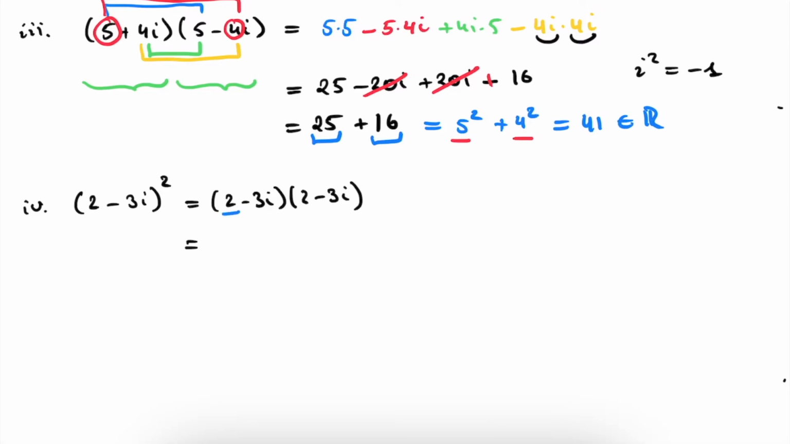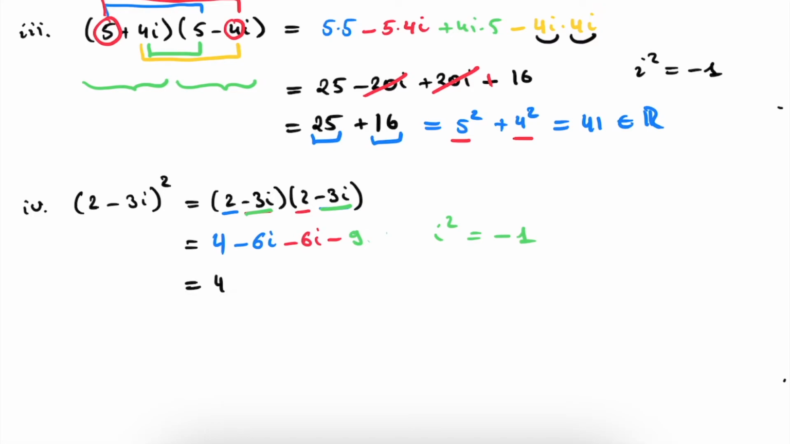We multiply this 2 with this 2, which simply becomes 4. Then we multiply this 2 with this minus 3i, which becomes minus 6i. Then we multiply this minus 3i with this 2, which also becomes minus 6i. And then we multiply, of course, this minus 3i with this minus 3i, which becomes plus 9 times i squared. But we know that i squared is equal to minus 1. So this i squared becomes a minus 1, and this minus 1 makes from this plus sign a minus sign.